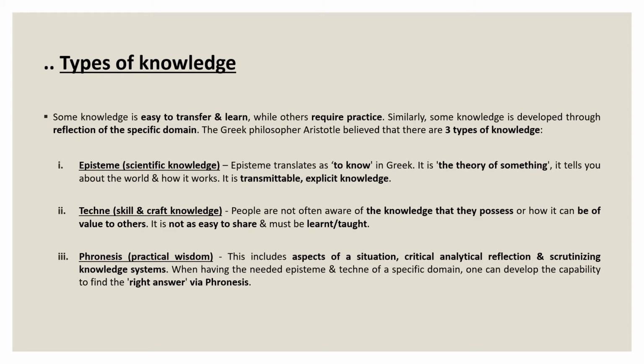Beyond this is a third type of knowledge, known as phronesis, which translates to practical wisdom in English. This includes aspects of a situation, critical analytical reflection, and scrutinizing knowledge systems. When having the needed scientific and craft insight of a specific domain, one can develop the capability to find the right answer via phronesis. As such, due to the manner in which citizen science leans upon both scientific knowledge and local insight, it can be argued that this has the capability to produce a more complete form of knowledge.